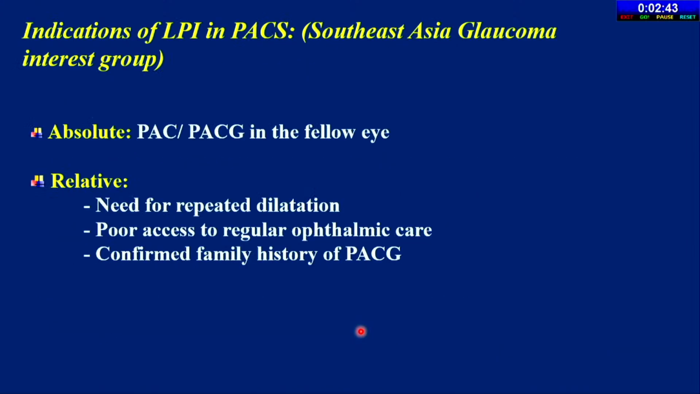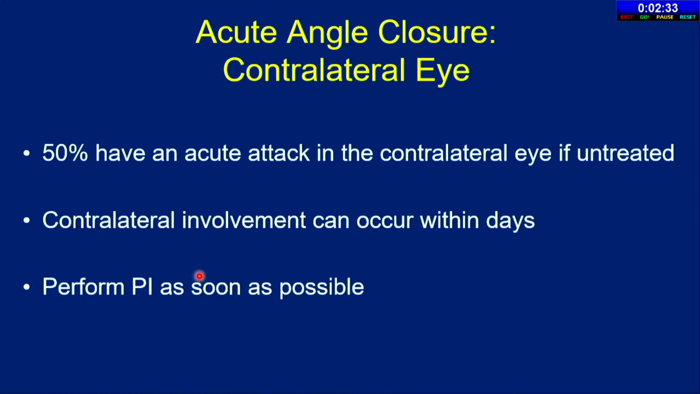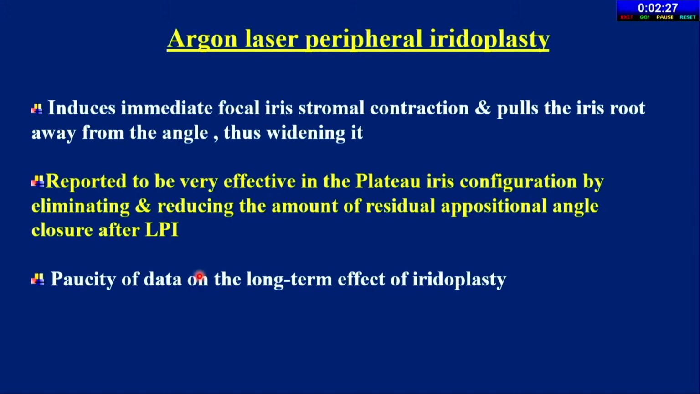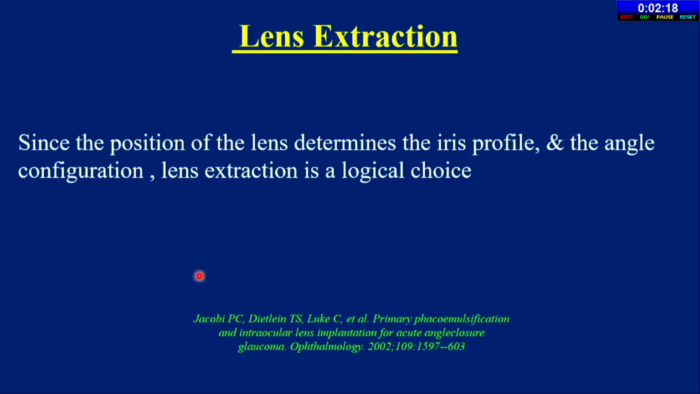So in which cases would you like to do the laser PI? The patients who have PSC or PSEG in the fellow eye, or who need repeated dilatation, or there's a family history. So it's very important to do laser PI as soon as possible in the patients who have had acute angle closure glaucoma. We do not do peripheral iridoplasty in many cases. There is paucity of data, especially in India. However, it is effective in plateau iris.